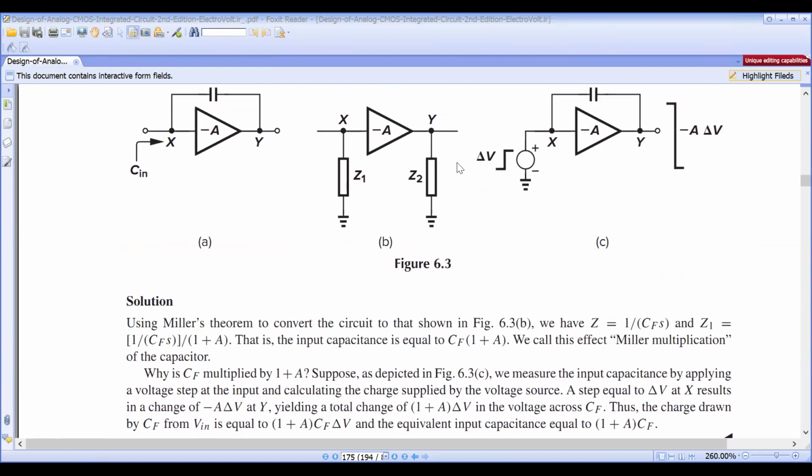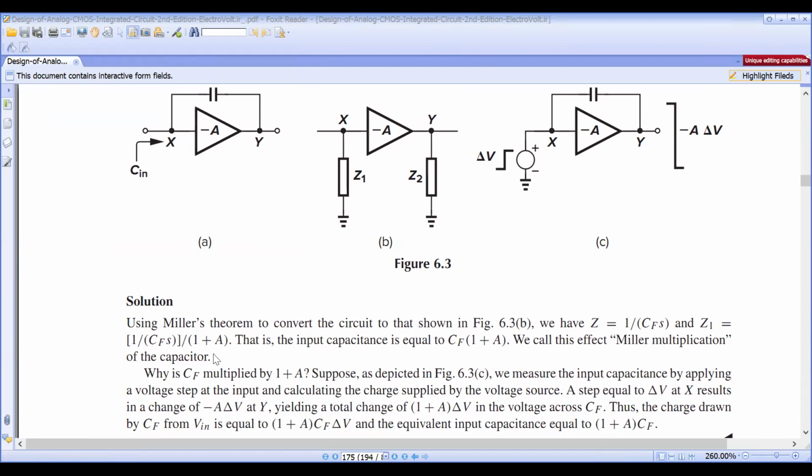See, using Miller's theorem to convert the circuit to that shown in picture B, we have Z equal to 1 by CFS, and Z1 is equal to this one. That is, the input capacitance is equal to CF multiplied by 1 plus A. So here the feedback capacitor CF is multiplied with 1 plus A gain. So we call this effect the Miller multiplication of the capacitor.